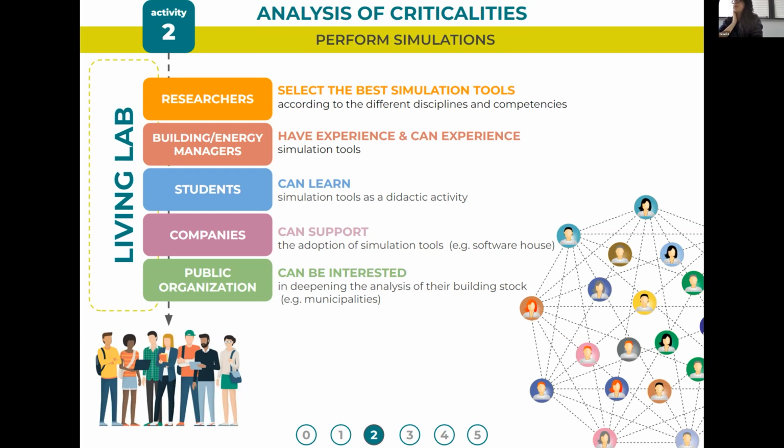Also companies can be involved, in particular, for example, software houses that can be interested in showcasing their simulation software. Also public organizations can be interested in the adoption of these performance tools. They can be interested in deepening the analysis of their building stock, and so can, for example, contact the Living Lab to analyze the criticalities of their building stock.